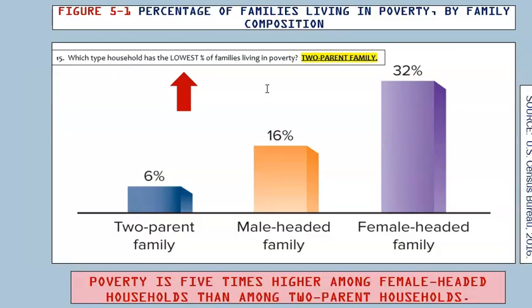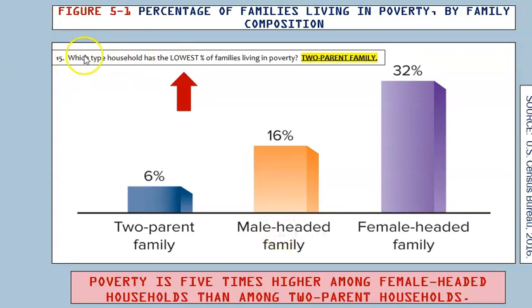So, if you look at this bar graph taken from the U.S. Census Bureau in 2016, you're looking at the percentage of families living in poverty by family composition. So that's saying that 6% of your two-parent families are living in poverty. 16% of those with a male-headed family are living in poverty. And then 32% of female-headed families are living in poverty, which is very unfortunate. It's double that of the male-headed family. And with women earning slightly lower amounts than men, it's understandable as well.